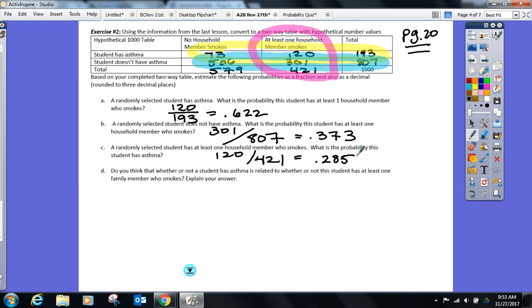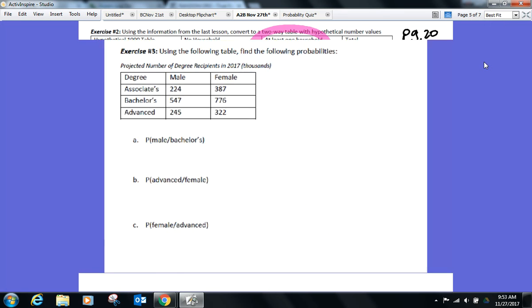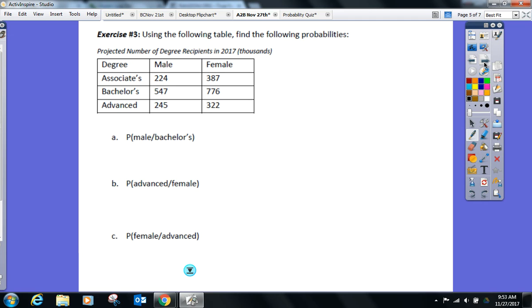Don't worry about D. We're not worried about interpreting these yet. All right, I want to make sure you guys find the probability. All right, little time on your own now. I got associates, bachelor's, advanced, male and female. I will do part A with you, and then I'm going to let you go to B and C on your own.